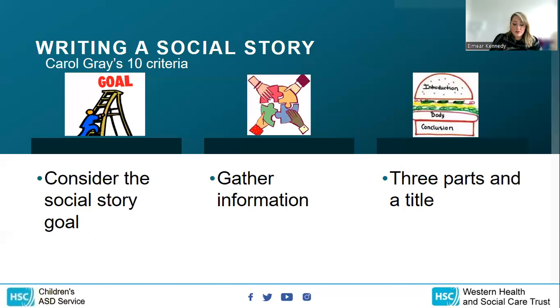Think about the purpose of the story. Think about that before you start. For example, the goal may be to explain to a child why it's important to cover their mouth when coughing. Now think about what the child needs to understand to achieve this goal.